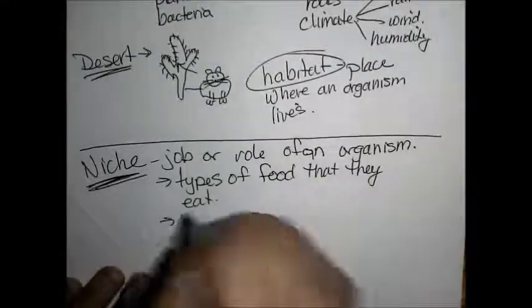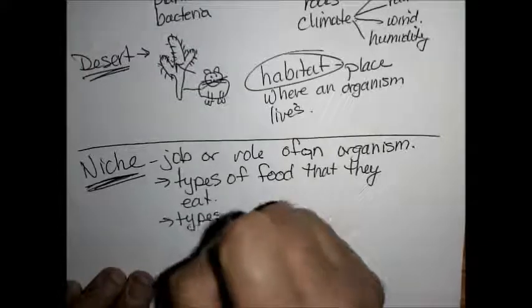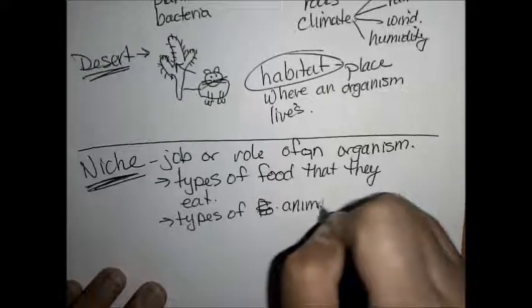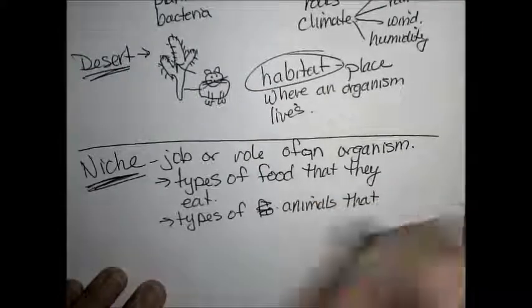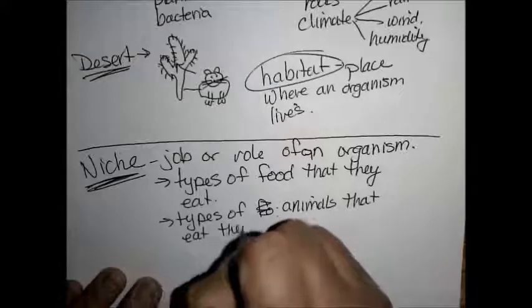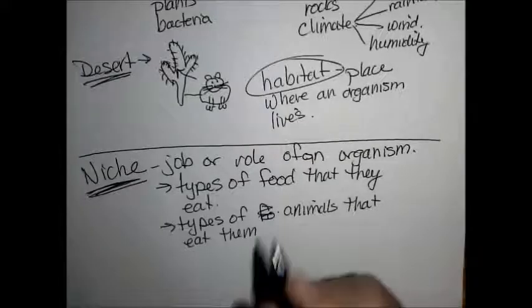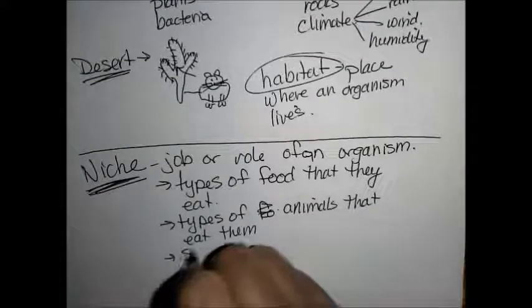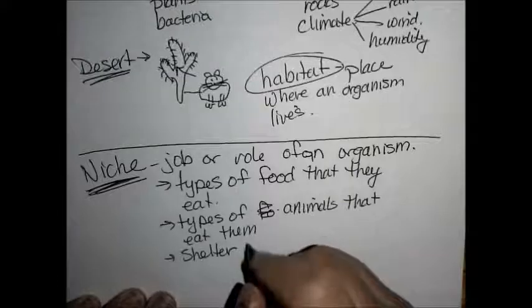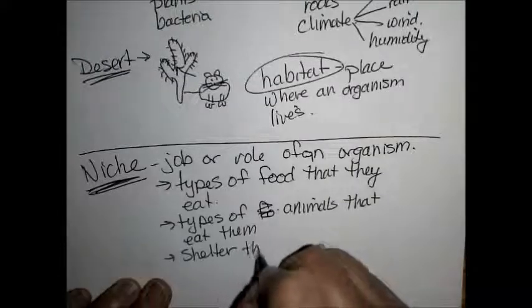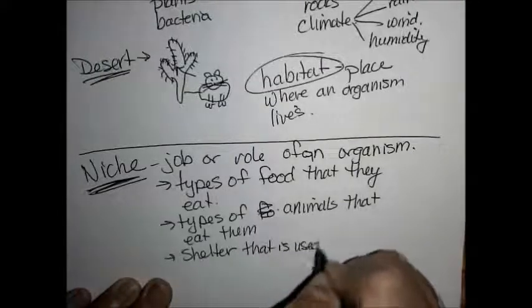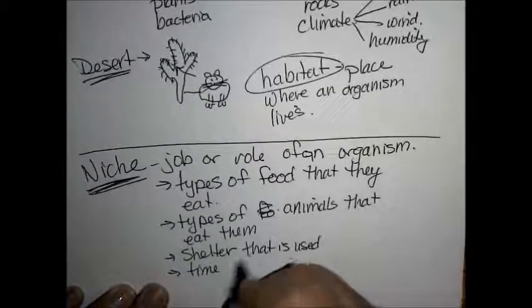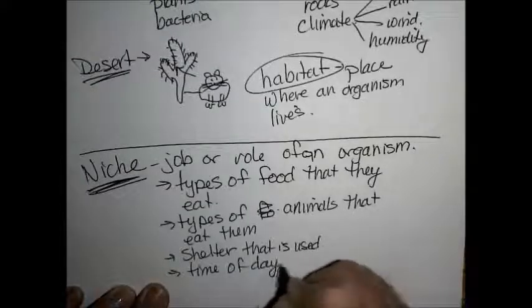It also talks about types of animals that eat them. So the whole predator-prey kind of thing. It also talks about the type of shelter that is used, and the time of day that they hunt or when they're active, day or night we'll put.